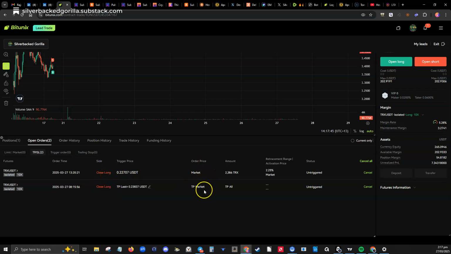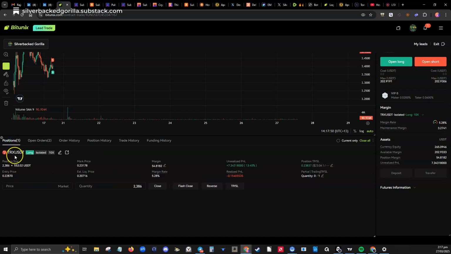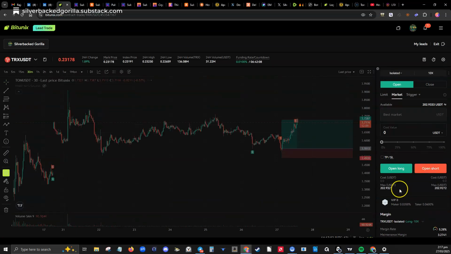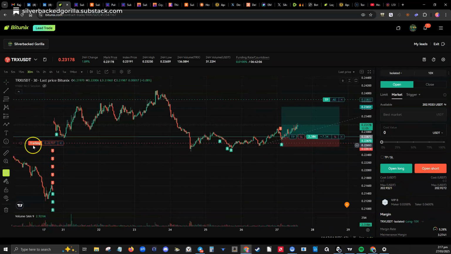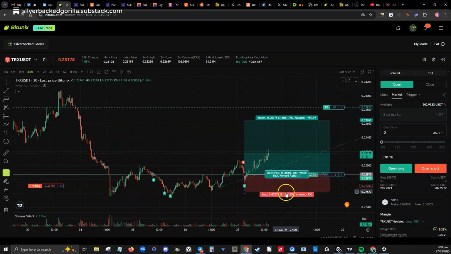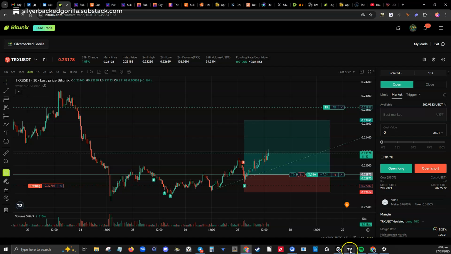Is it market and take profit? Okay, what are these? Sorry, let me just go in here. I just want to see what this second one is. I've got a trailing stop, and I've got a take profit. Okay, cool. I'm basically just letting the stop trail up. I'm anticipating that TRX, or Tron, is going to do well.